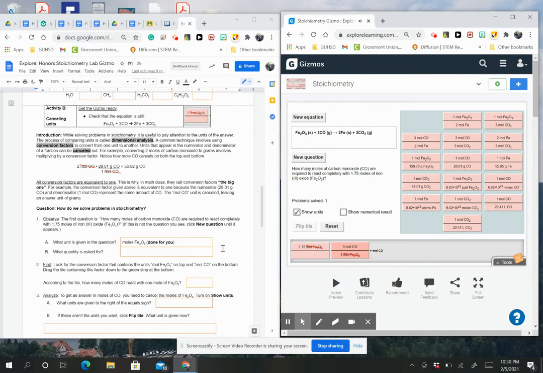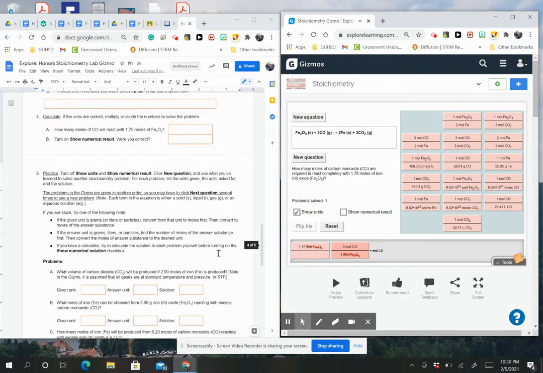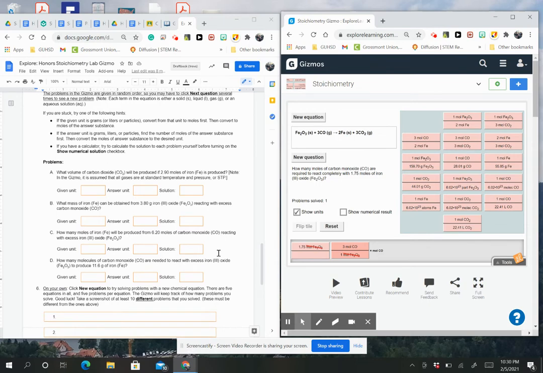Now, following that, you're going to move on to some more practice problems. So you're going to flip through these different questions. Flip through new questions until I see 2.90 moles of iron. So I'm going to keep flipping through. And right there, I have 2.90 moles of iron, and I'm figuring out the volume of carbon dioxide. And that is the question that I have right here.